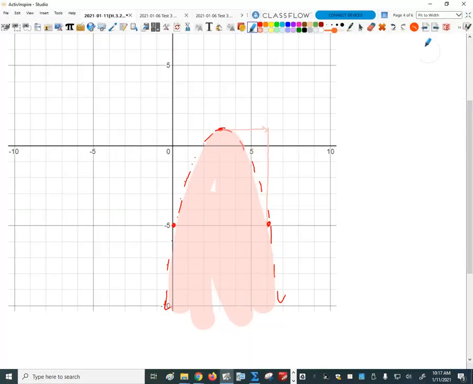Let's graph that just so we can see a better picture. Let's graph that on Desmos. How about?